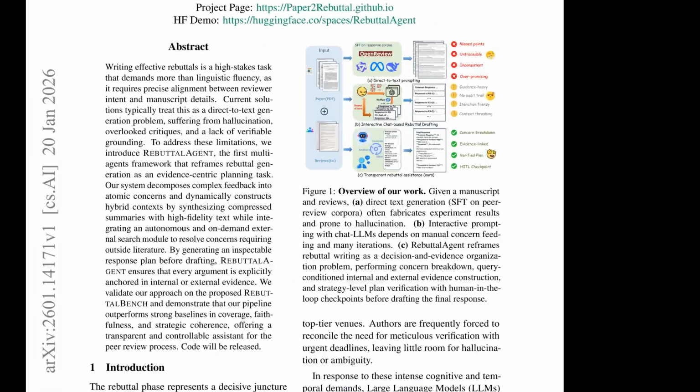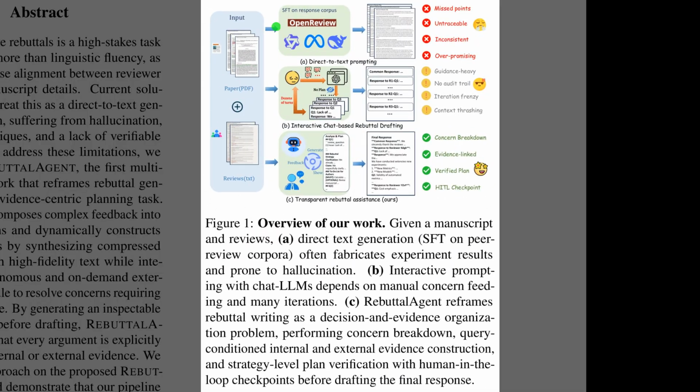So Figure 1 compares the author's new framework against existing methods. First, looking at the top row, labeled A, direct-to-text prompting often leads to hallucinated experiments, because the model treats the task as simple text generation rather than strategic reasoning. Next, in the middle row, B, interactive chat drafting improves things, but still suffers from being heavy on manual guidance and lacking a clear audit trail. Finally, the bottom row, C, introduces Rebuttal Agent. This approach uses a transparent pipeline that breaks down concerns and verifies a plan before drafting, which ensures every argument is linked to actual evidence.